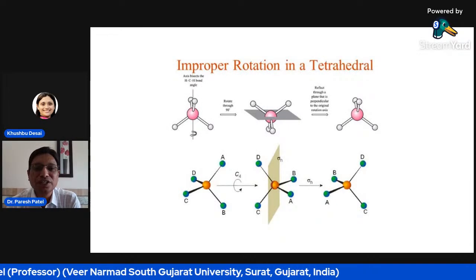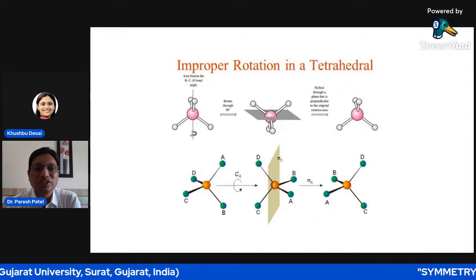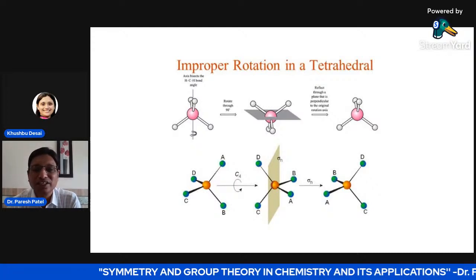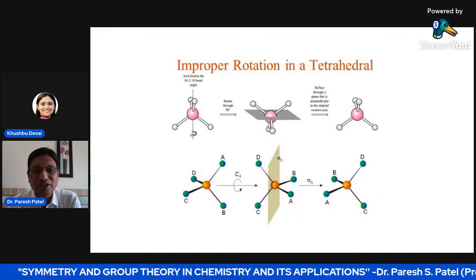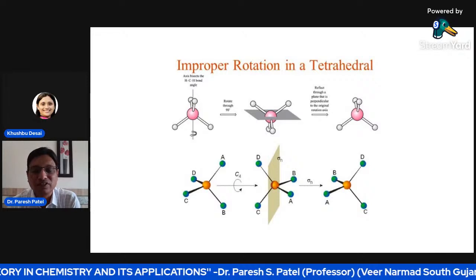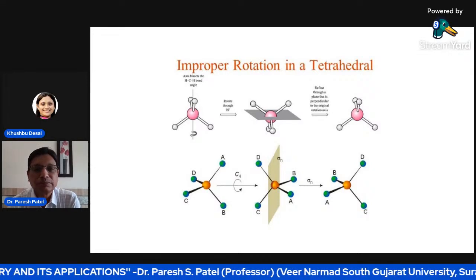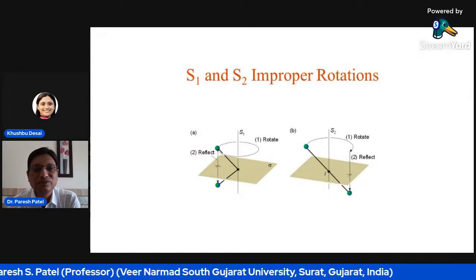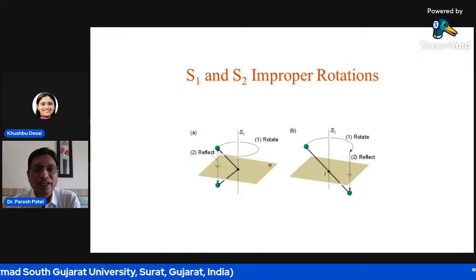Now, improper rotation in tetrahedral structures. In the case of the first molecule, if you rotate this molecule along the rotational axis and then reflect it, that gives the rotation and reflection axis of symmetry, or we can say improper axis of symmetry. Next one, please. These are the two, S1 and S2 improper rotations. Next one, please.